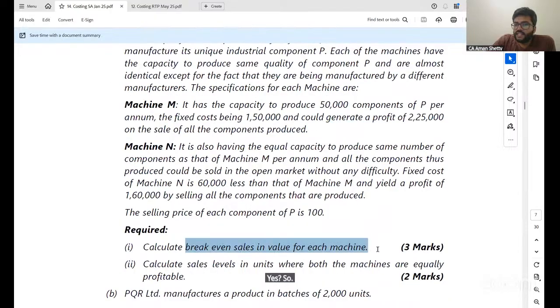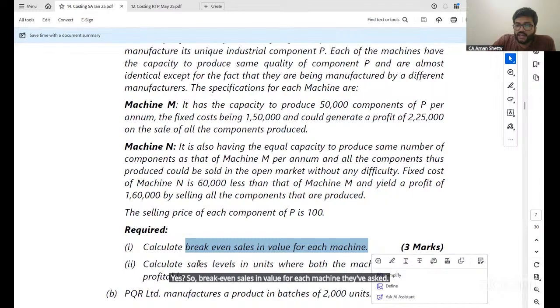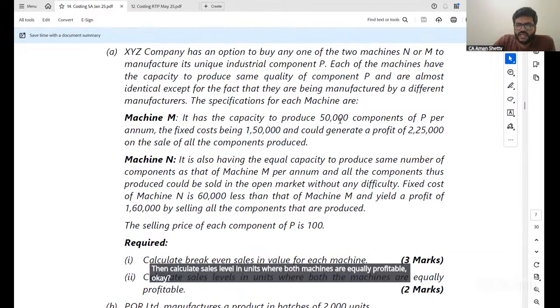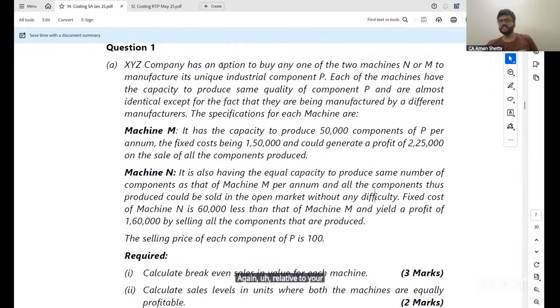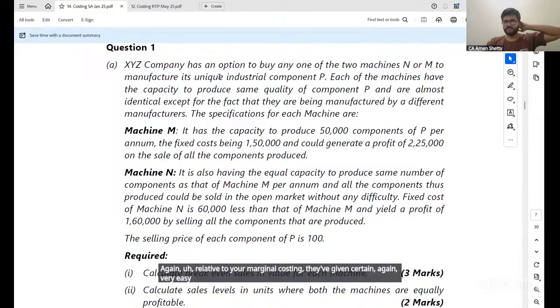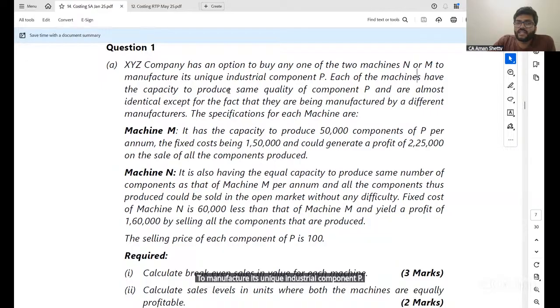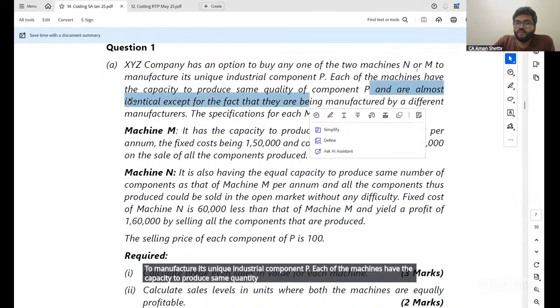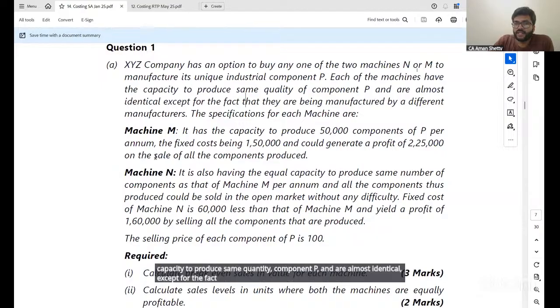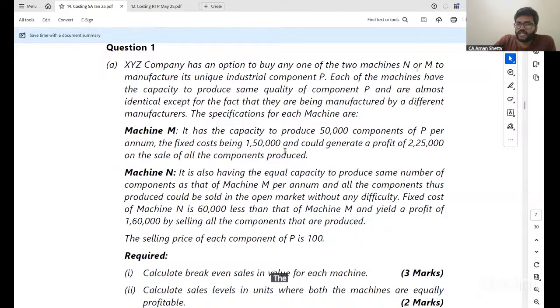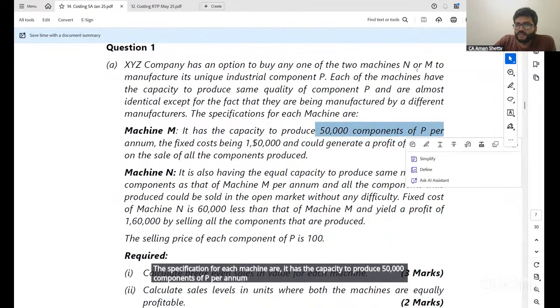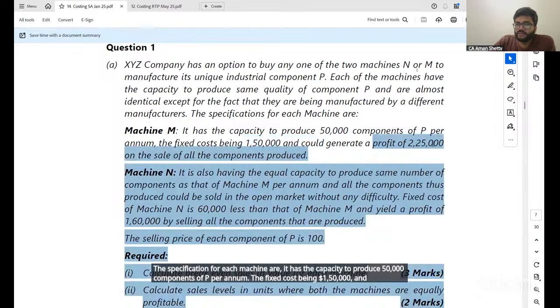Break-even sales in value for each machine they've asked. Then calculate the sales level in units where both machines are equally profitable. Again, this is related to marginal costing, and very easy. XYZ company has an option to buy any one of the two machines, N or M, to manufacture its unique industrial component P. Each machine has the capacity to produce the same quantity of component P and they are almost identical except that they are manufactured by different manufacturers. Machine M has the capacity to produce 50,000 components of P per annum, the fixed cost being 1,50,000, and it could generate a profit of 2,25,000.